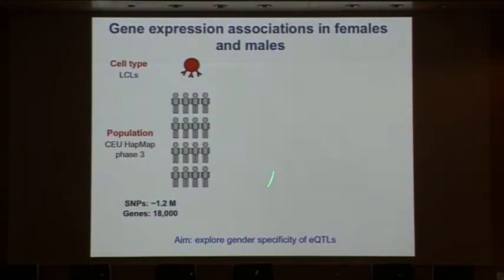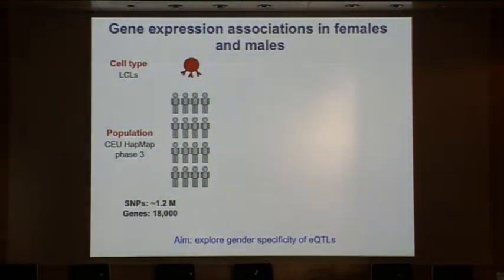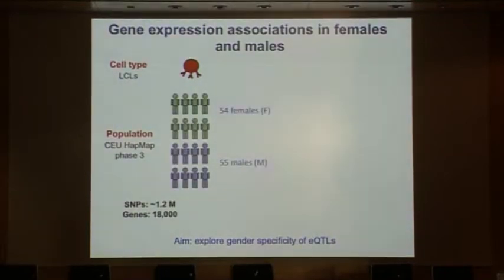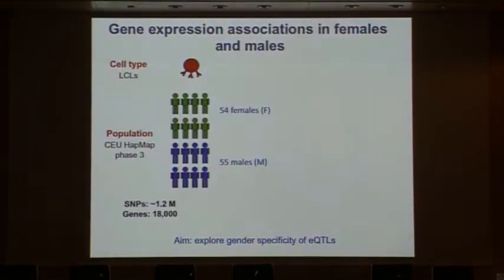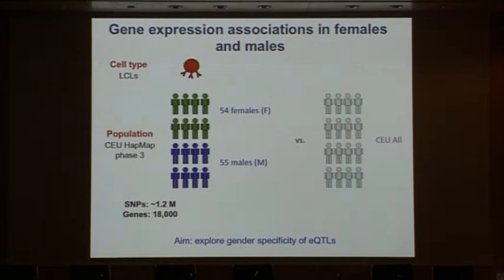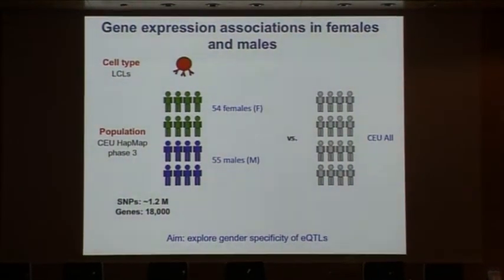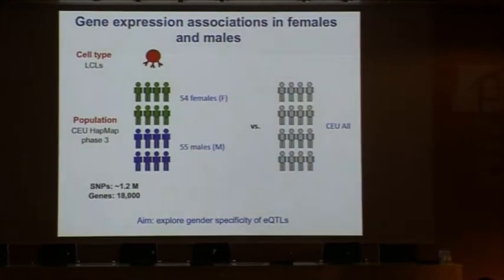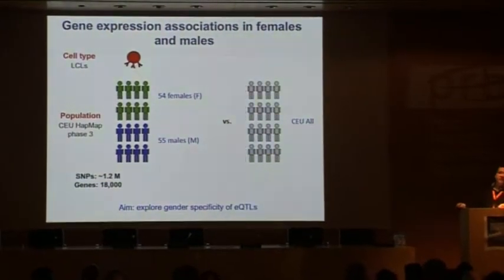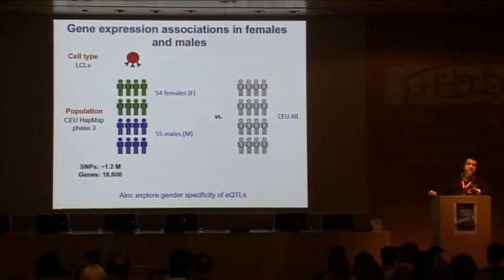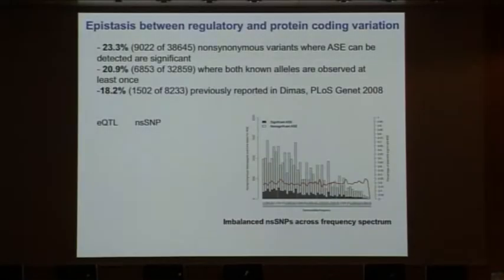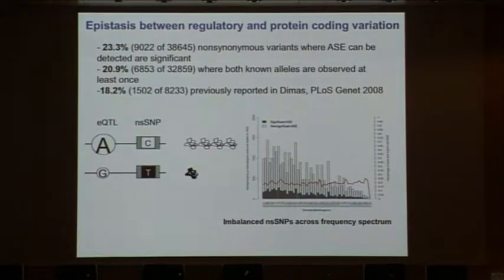So what we do is, instead of just taking a population like this, where we don't actually see the gender, we split it into males and females. And we assess the discovery of EQTLs in each individual set relative to what we discover in the total population. So we're looking for gender-specific activity of EQTLs in the same way that we look for tissue-specific activity. We also find evidence for epistasis.